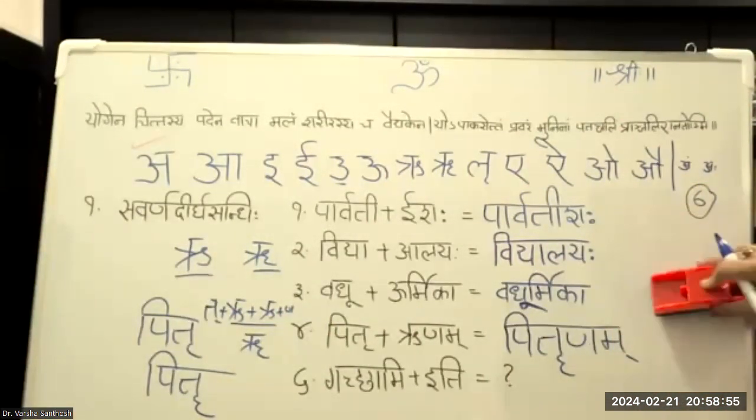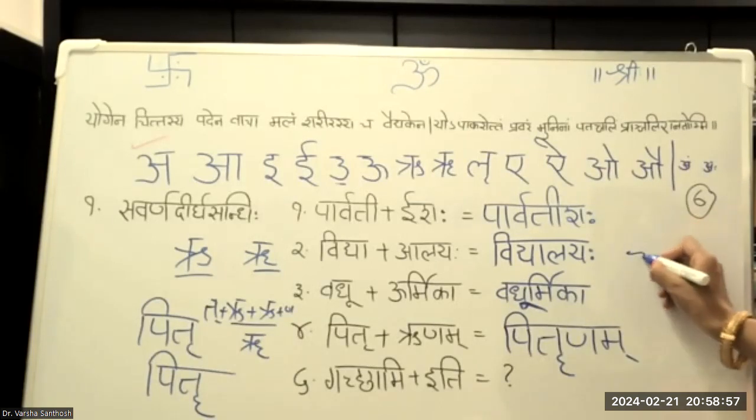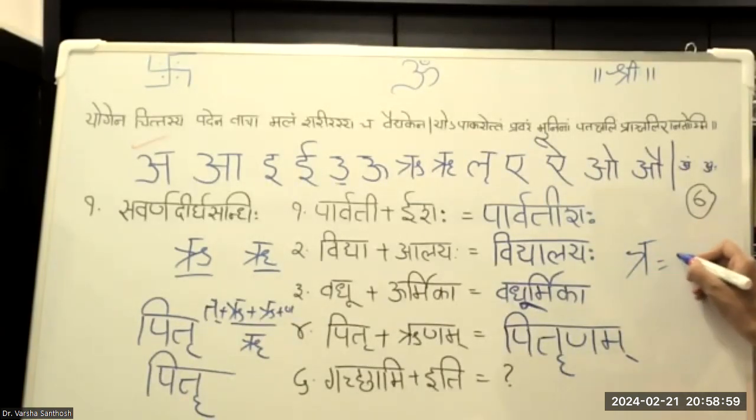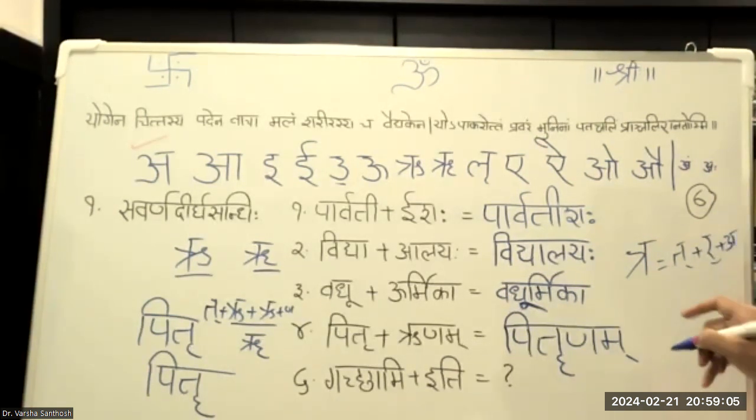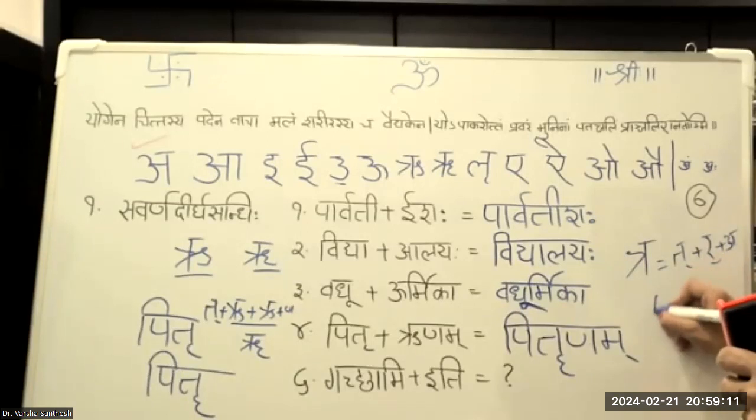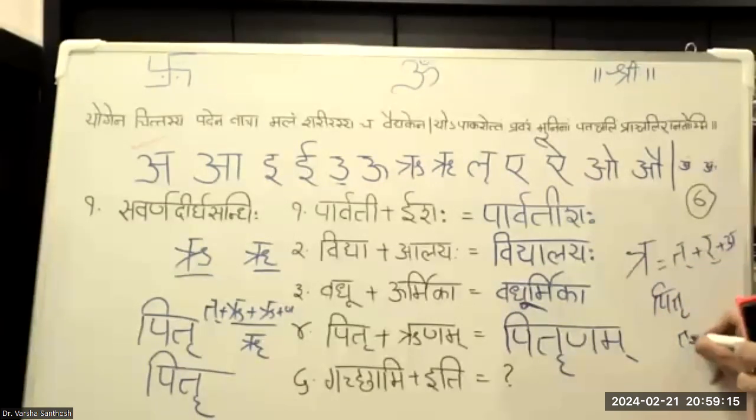Tra is P plus R plus A. Oh, okay, so that is a vyanjana. And Pitru, that is P plus R, which is a swara. So you cannot write it with R. It's wrong.